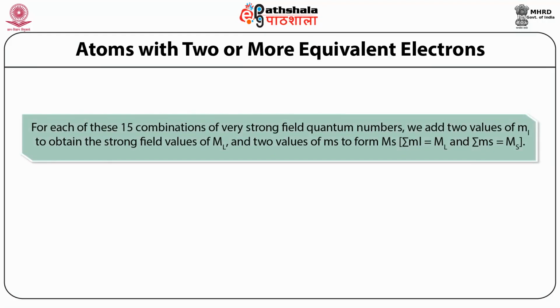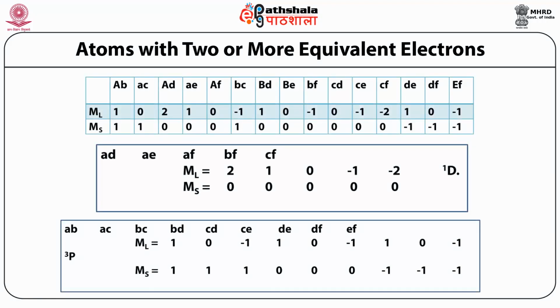For each of these 15 combinations of very strong field quantum numbers, we add 2 values of Ml to obtain the strong field values of Ml and 2 values of Ms to form Ms, so that sigma Ml is equal to Ml and sigma Ms is equal to Ms. All these have been described in the table where we have written Ml and Ms values for AB, AC, AD, AE, AF, BC, BD, BE, BF, CD, CE, CF, DE, DF, and EF. So we get different levels.